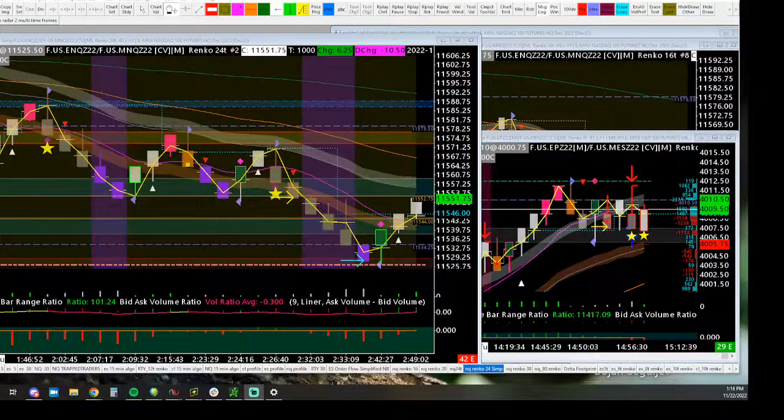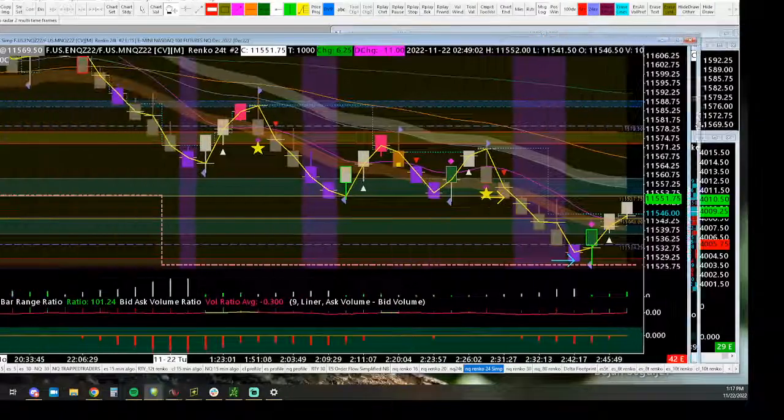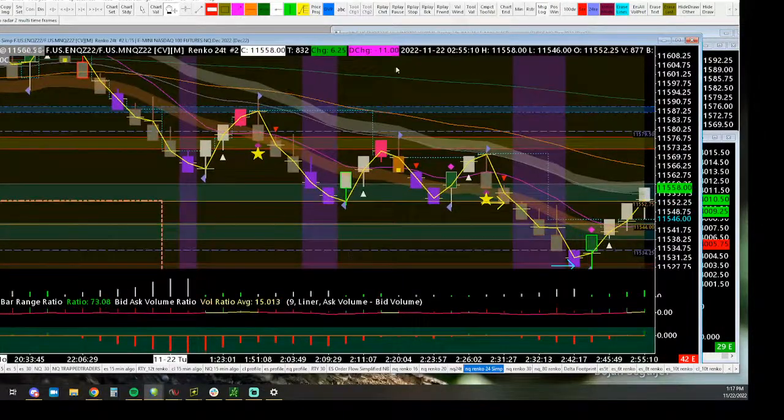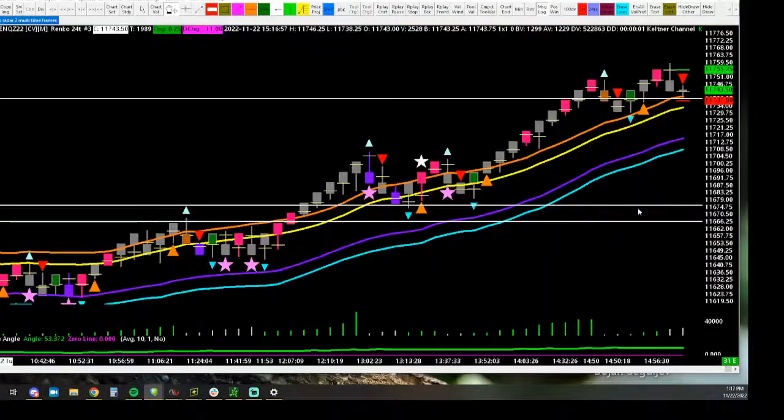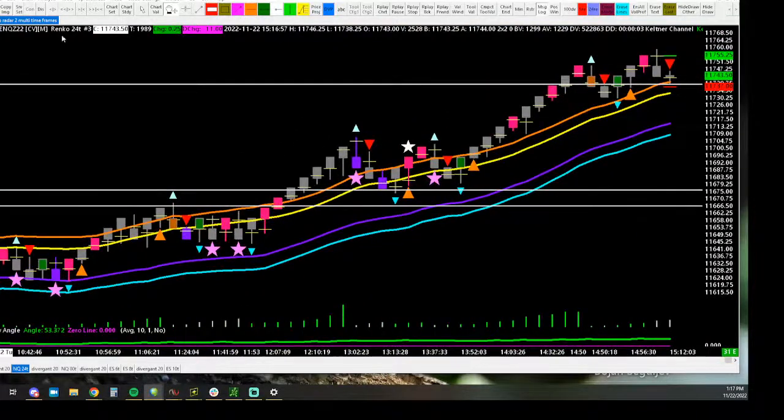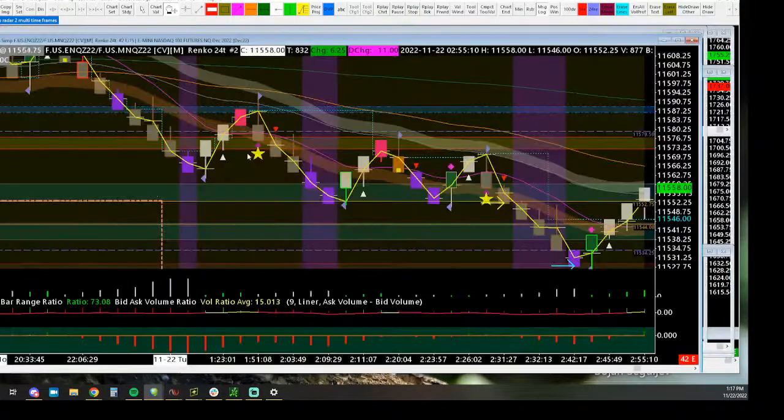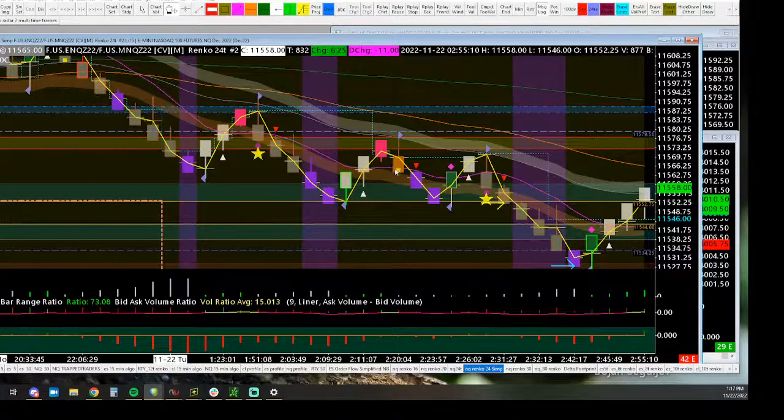Hello again, everybody. First of all, it's Tuesday, November 22nd, 2022, and we are looking at NQ on the left. We're going to expand that here. And this is a mix between the trade and perform algo signals along with some of my own signals that I've added, like the squares, the diamonds, and a couple of the other lines and stuff like that.